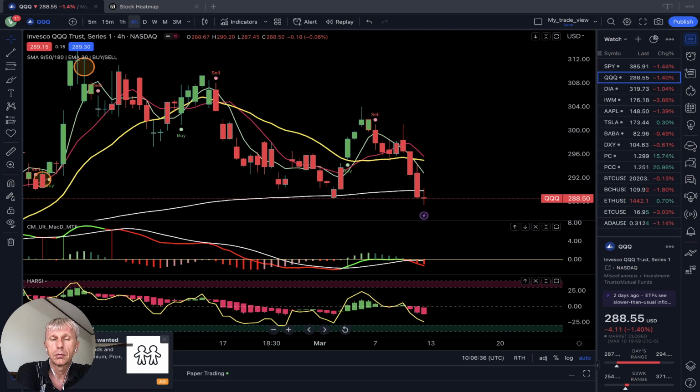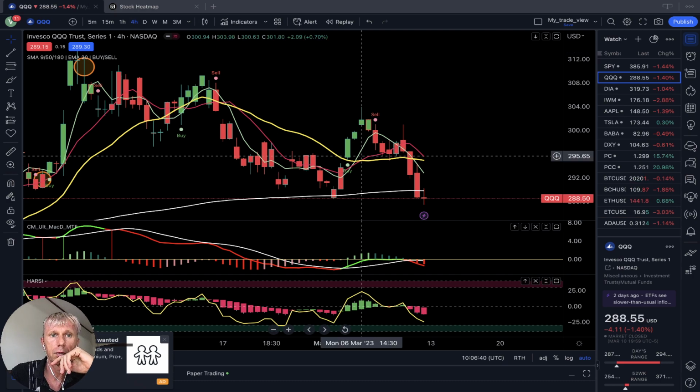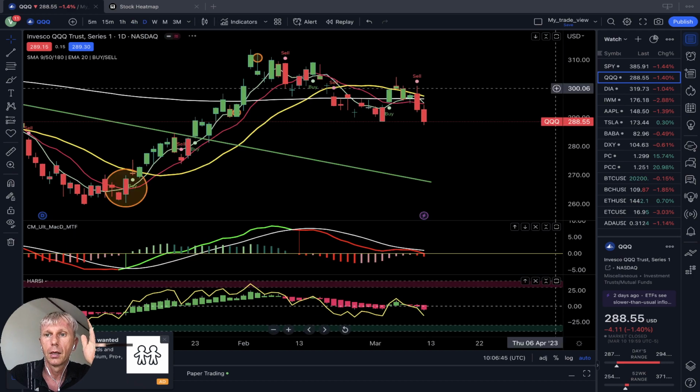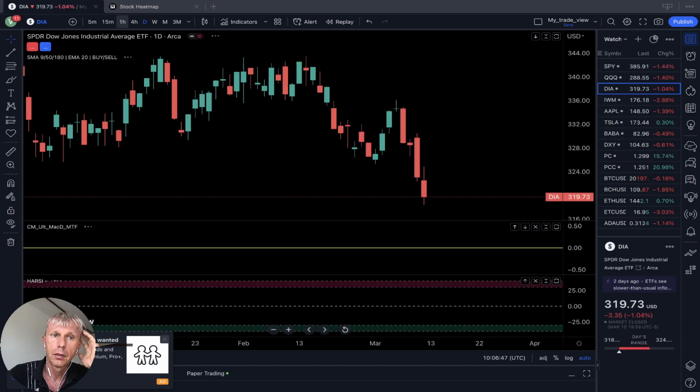Sell signal. And yeah, it even closed below, I'm sorry, 4 hours time frame. We are not going to talk about 4 hours, but it's 4 hours time frame, it's bearish also. Let's move to Dow Jones. Dow Jones weekly.